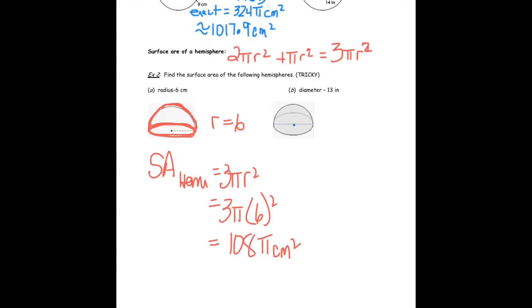If I wanted the nearest tenth, I would multiply by pi, and I would get about 339.3 centimeters squared.